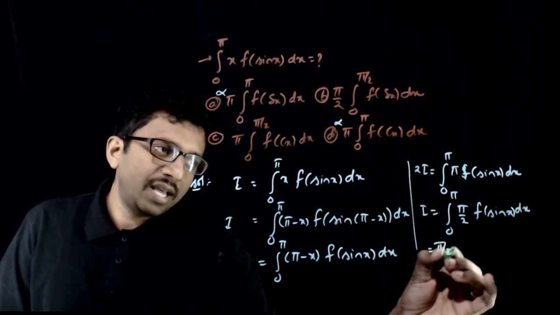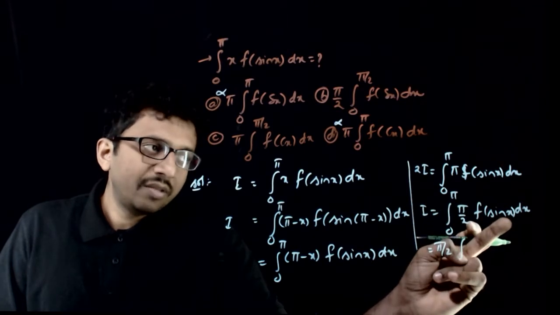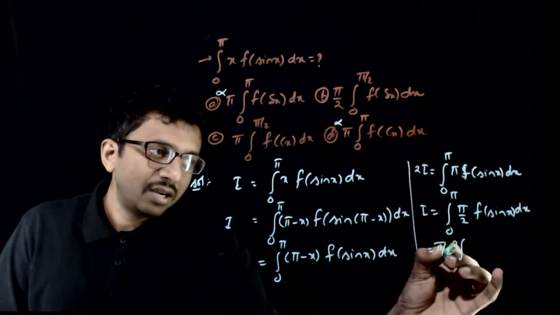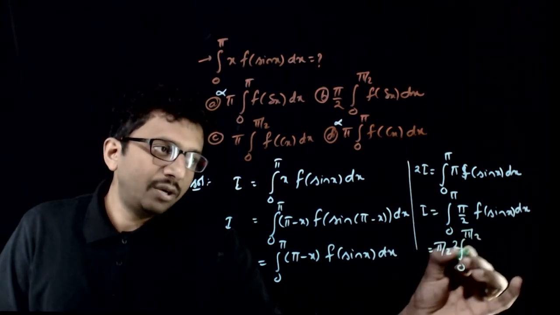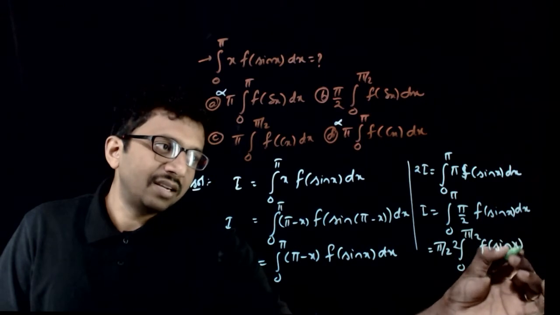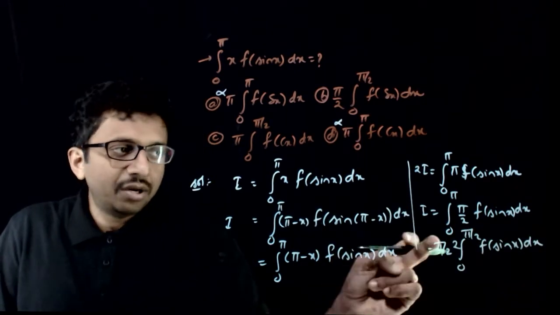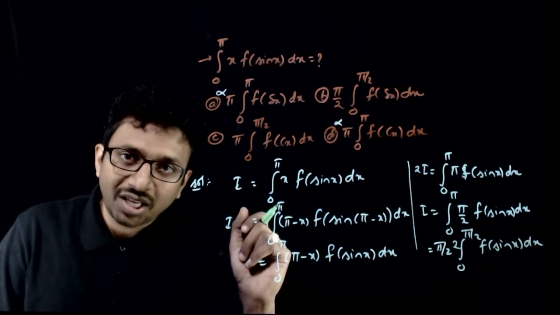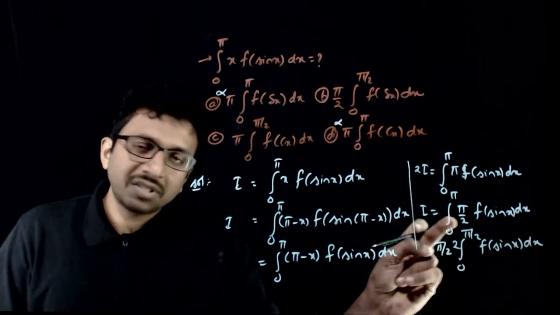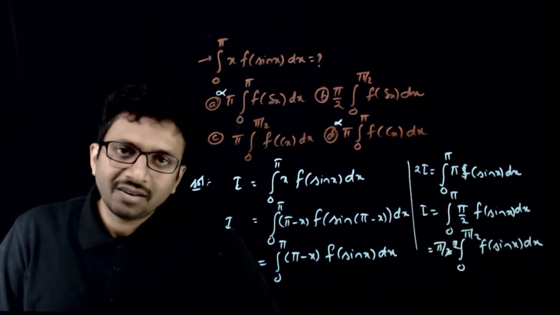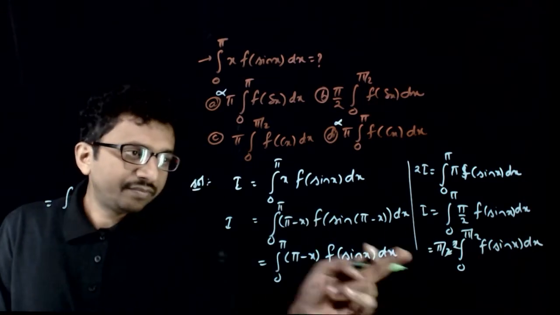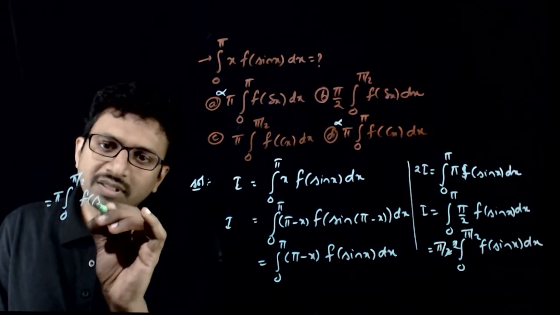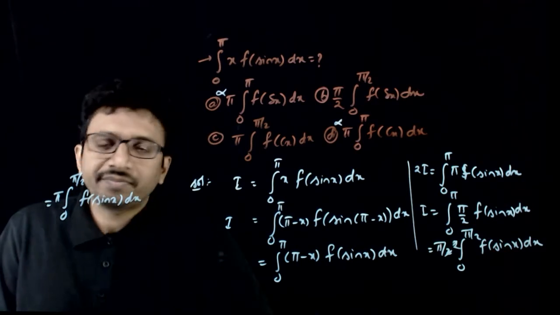That is equal to pi by 2 times the integration from 0 to pi. Obviously if you put pi minus x in the place of x, the function is not changing. So this can be written as 2 times the integral from 0 to pi by 2 of f of sin x dx. So if you have the integral from 0 to a of f of x dx, if on putting a minus x in the place of x the function doesn't change, you can write that as 2 times the integral from 0 to a by 2 of f of x dx. 2 and 2 get cancelled. So that is equal to pi times the integral from 0 to pi by 2 of f of sin x dx.